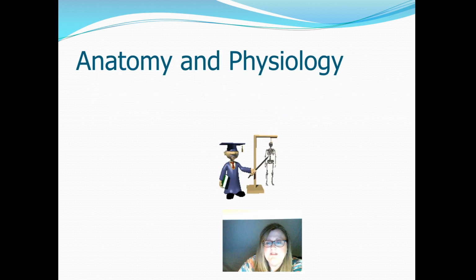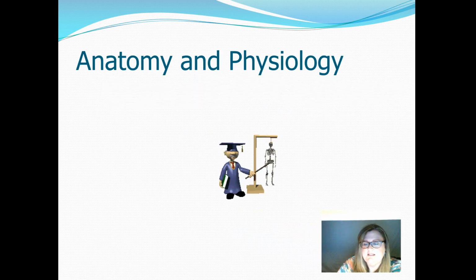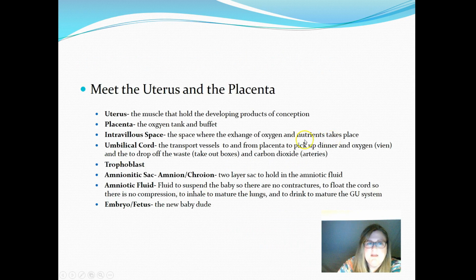So anatomy and physiology of pregnancy is extremely fascinating. So we've already talked about the uterus. The uterus is the muscle that holds everything for pregnancy. The uterus is really the only place capable of sustaining a pregnancy. The placenta is the oxygen tank in the buffet. So the placenta just really brings the food and the oxygen to the baby and transports the CO2 and waste away.